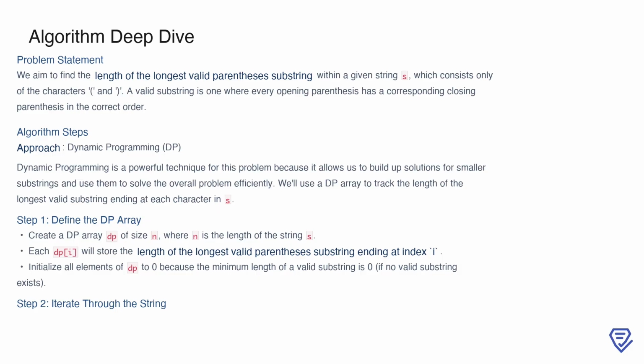The idea behind dynamic programming is to solve smaller subproblems and use their results to build the solution for the overall problem. Here, we define a DP array where each element, DP[i], represents the length of the longest valid substring ending at index i. We initialize all values in the array to 0, as a valid substring may not exist at certain indices. This structured approach enables us to systematically build up the solution as we process the string.